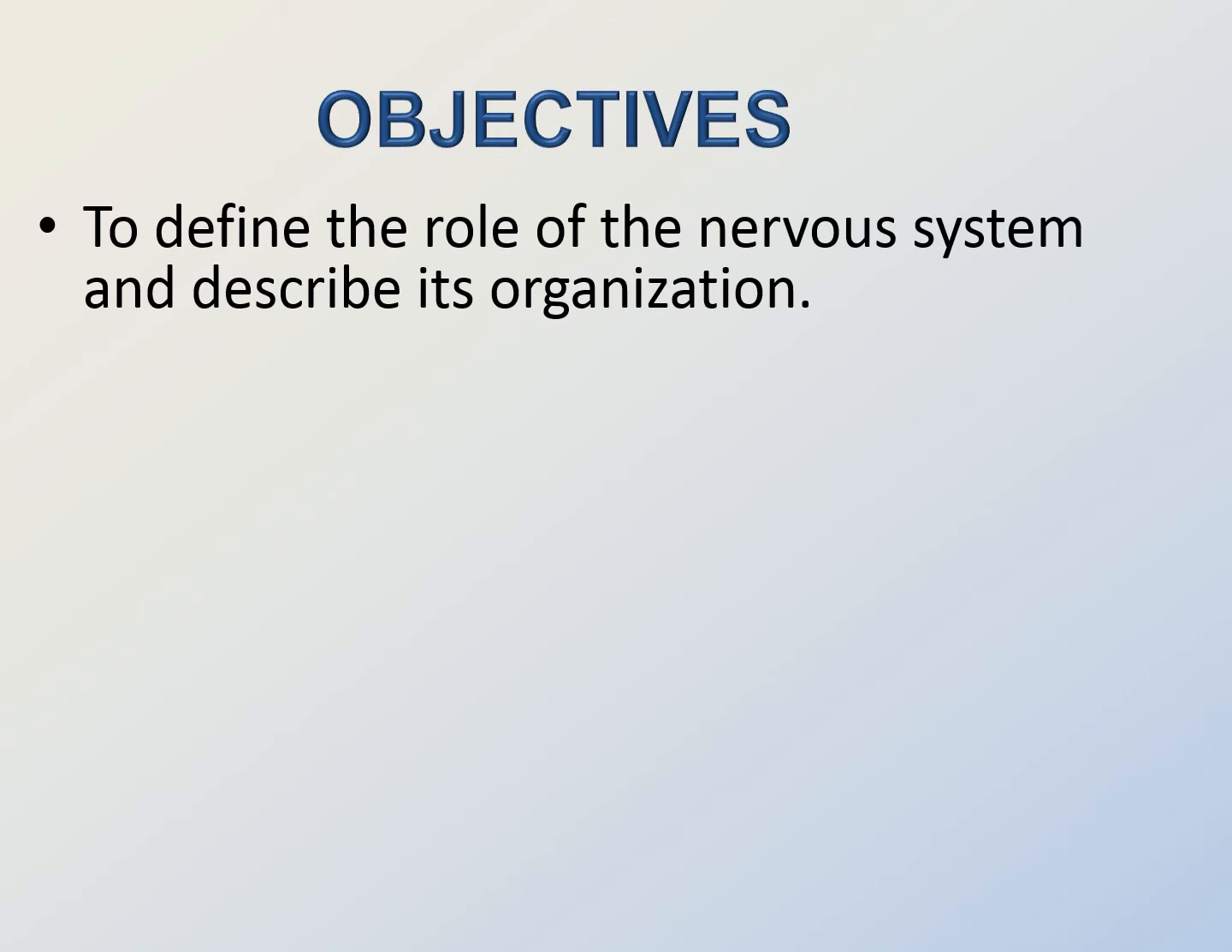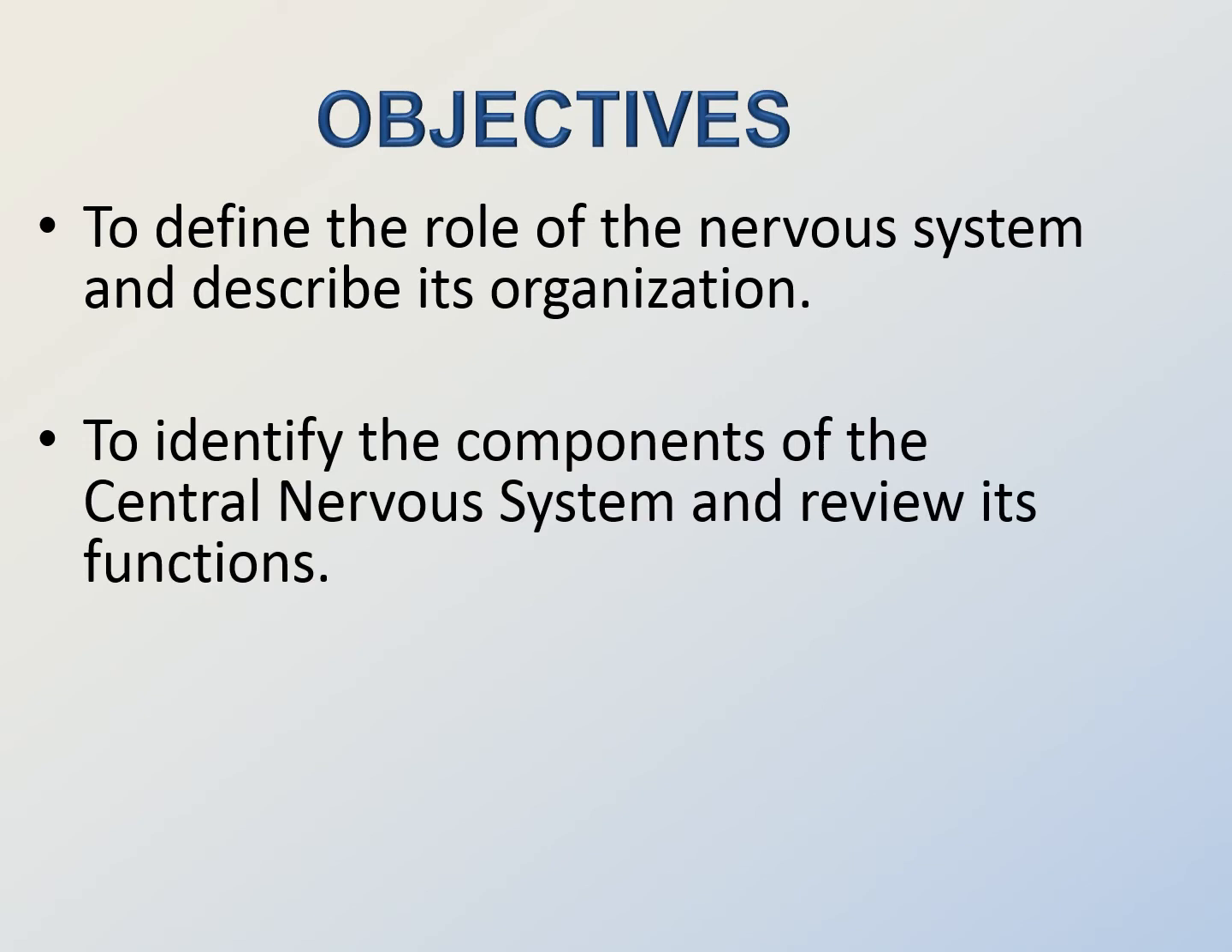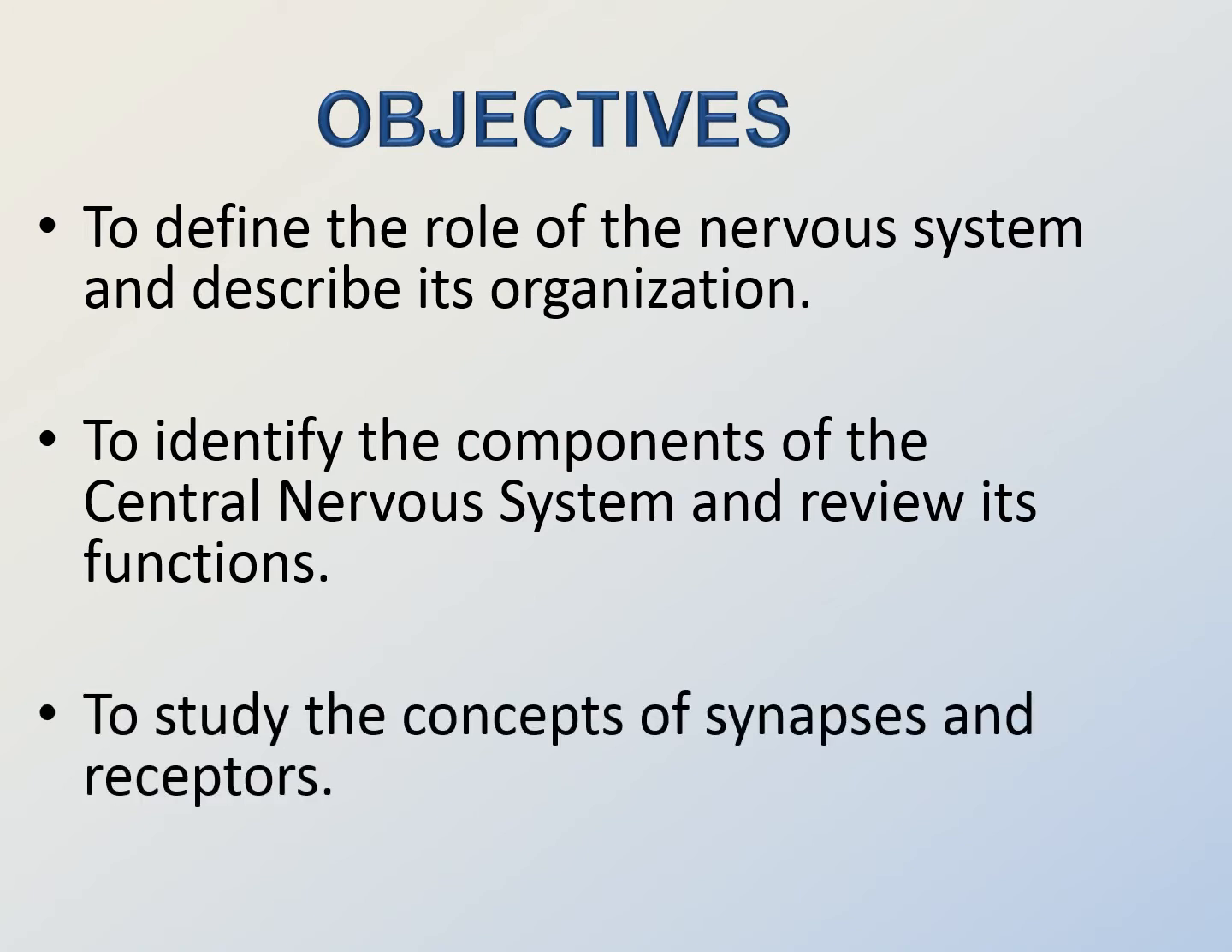Our objectives for today are first to define what the nervous system does and how it is organized. Then learn about the function and the different components of the central nervous system. And finally, address the concepts of synapses and receptors.